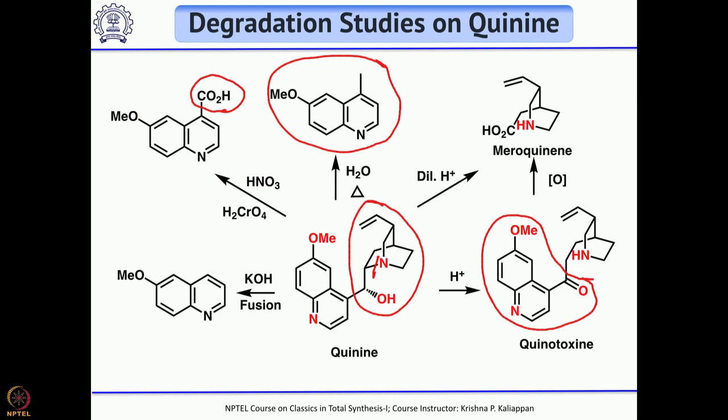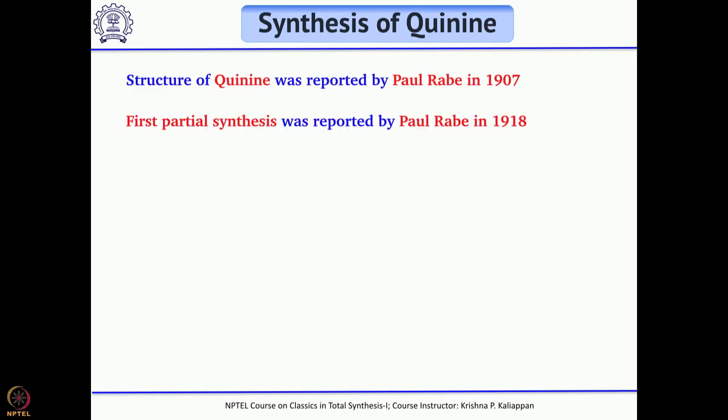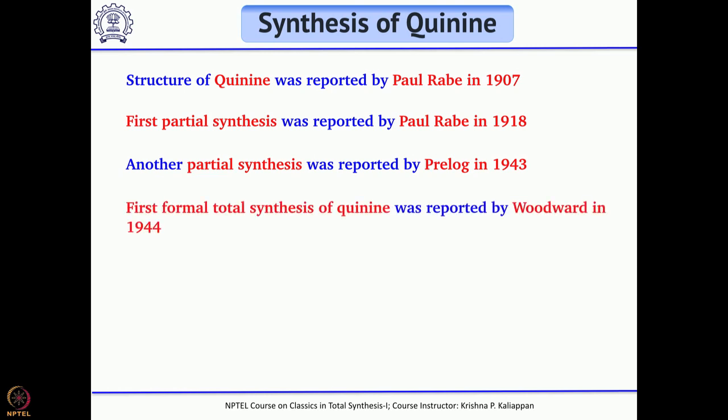These are the important degradation studies which gave an idea about what could be the correct structure of quinine. However, you have to make this compound, then only can you propose the correct structure. Paul Rabe proposed the correct structure of quinine in 1907, and 11 years later, he reported a partial synthesis of quinine from quinotoxin. We will come to that a little later. And 25 years later, another partial synthesis was reported by Vladimir Prelog. But 1944 was the year Woodward reported the first formal total synthesis of quinine.